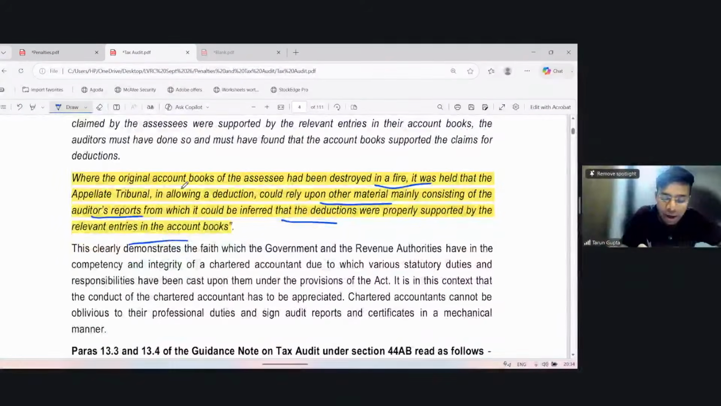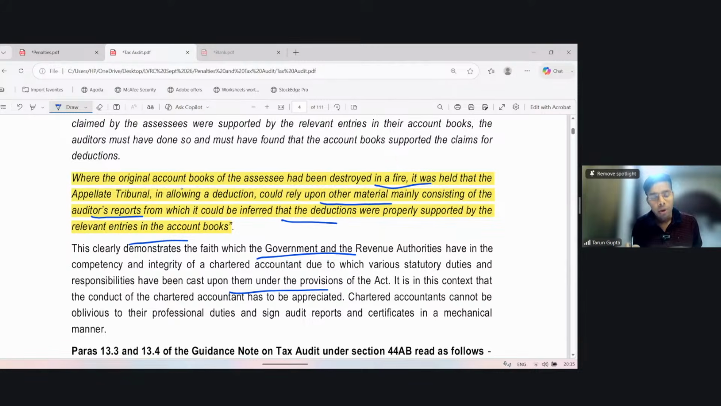This clearly demonstrates the faith which the government and the revenue authorities have in the competency and integrity of chartered accountants, due to which various statutory duties and responsibilities have been cast upon them under the provisions of the Act. It is in this context that the conduct of a chartered accountant has to be appreciated. So the conduct of a chartered accountant has to be in line with the faith posed by the government and the revenue authorities on the reports issued by them, on their competency and their integrity. Chartered accountants cannot be oblivious to their professional duties and sign audit report certificates in a mechanical manner.